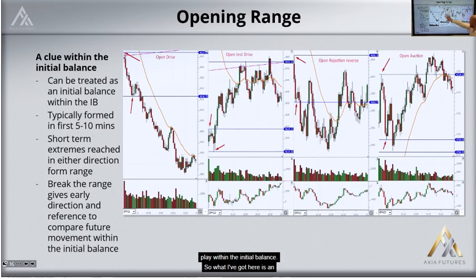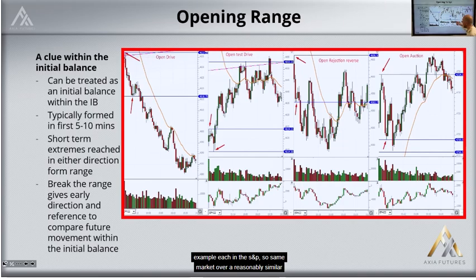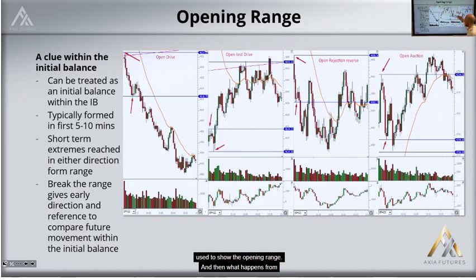So what I've got here is an example of each in the S&P, so same market over a reasonably similar period of time, all within 2 weeks of each other. So volatility is around about the same in all of them, so you can see a reasonably close comparison of action. And what we've got then is an open drive, open test drive, open reject reverse, and open auction. Now, each of the blue lines I've used to show the opening range and then what happens from there. Because what's very important here is whether you come back inside the opening range or not.